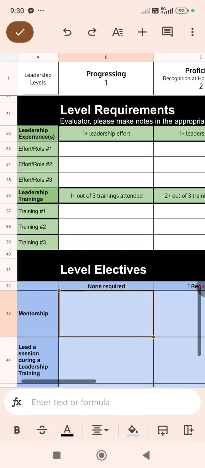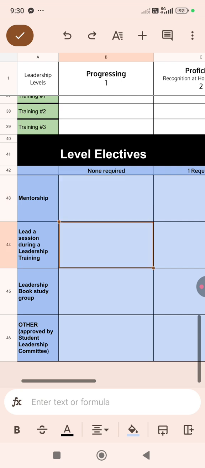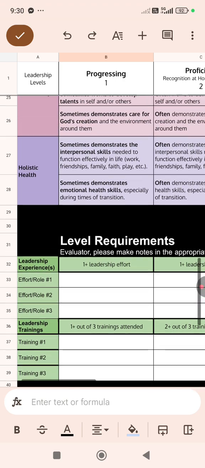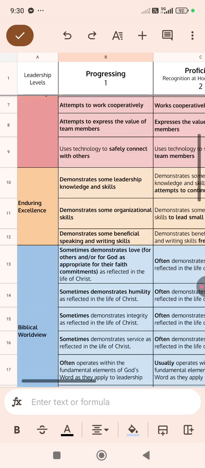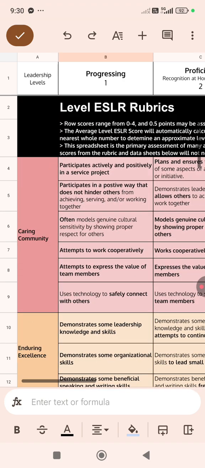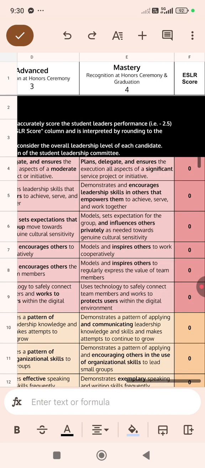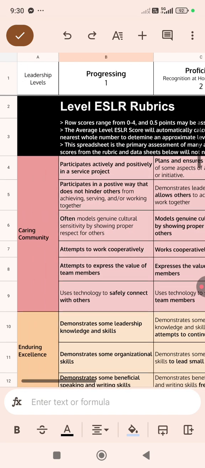Other ways to level up: mentorship, lead something during a leadership training, be part of a book study or a podcast listen, or be something else approved by me that you want to do. So any of these will help you to make an argument for a certain level. The levels are progressing, proficient, advanced, and mastery. And they have different honors at different levels. You can read those at the top.